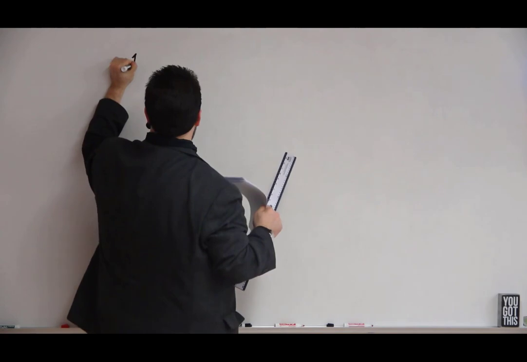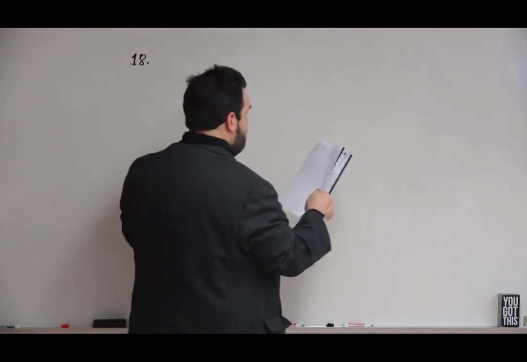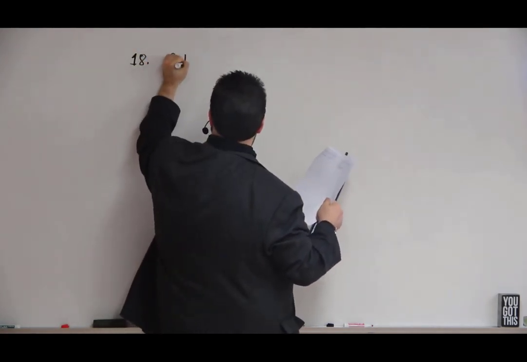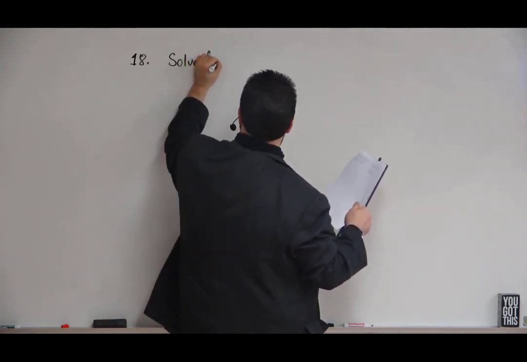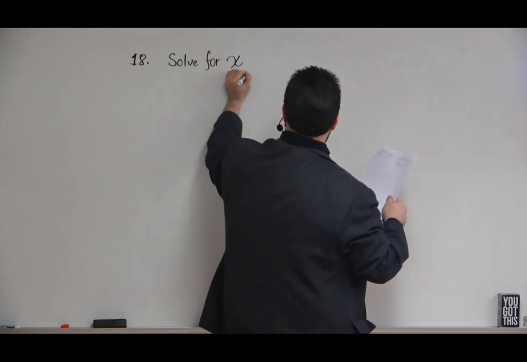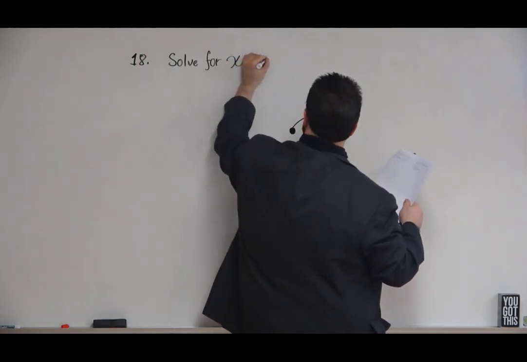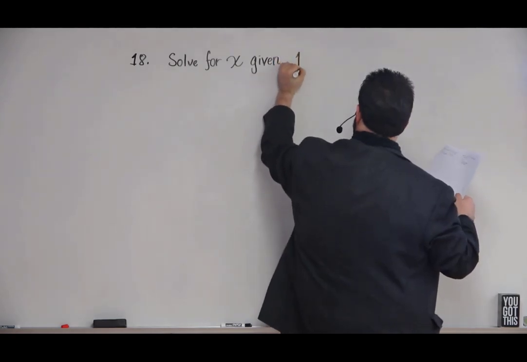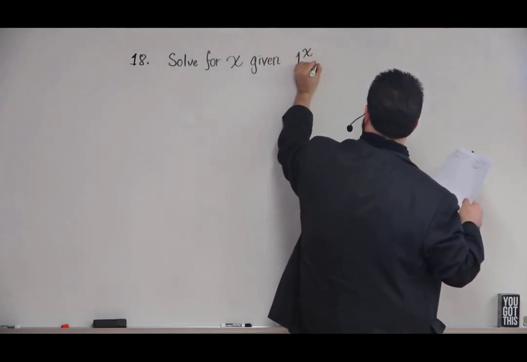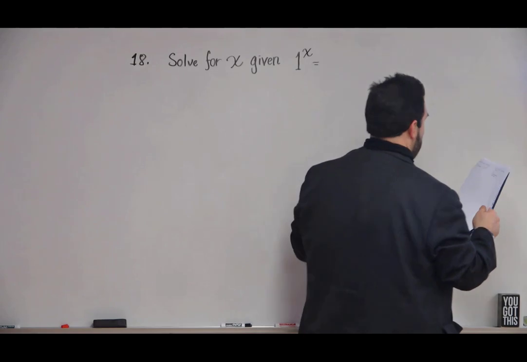Here we go. Number 18. Solve. We're excited, we're going to get to solve for something. Solve for what? Solve for x. Given, well, they're going to give us something. What are they going to give us? Uh-oh. 1 to the power of x. I'm not liking the gift here.